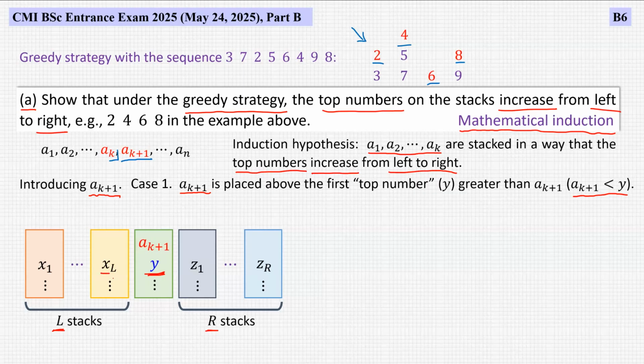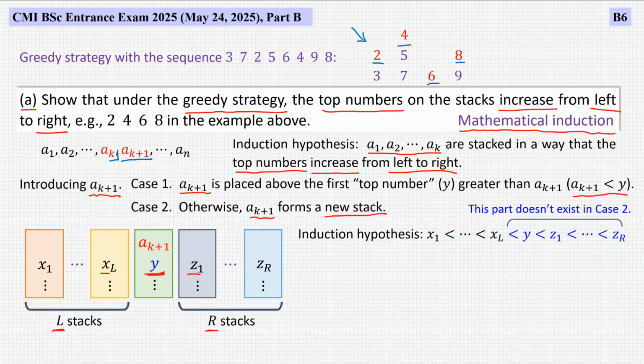We can use the letter X to denote the top numbers on the left stacks and the letter Z to denote the top numbers on the right stacks. Otherwise, that is, if all previous top numbers are less than A(k+1), then A(k+1) will simply form a new stack and become the first and top number in that new stack.